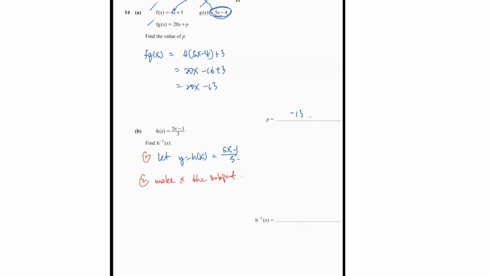Okay, so cross multiply, 3y equals 5x minus 1. 5x equals 3y plus 1. x equals (3y plus 1) over 5. Okay, lastly, I just change this y into x. So h inverse x is (3x plus 1) over 5. That's it.